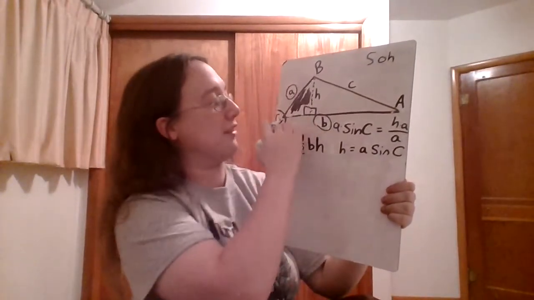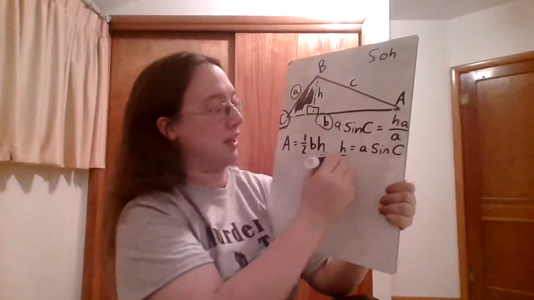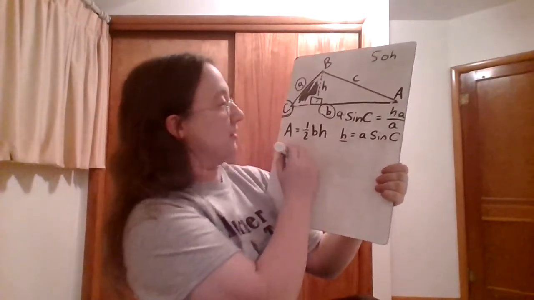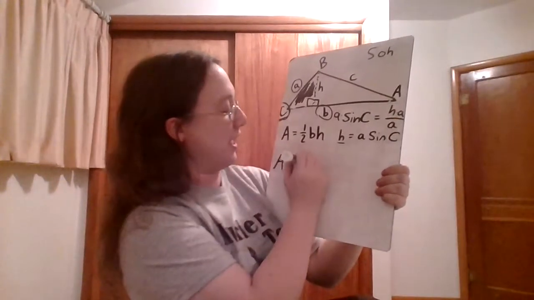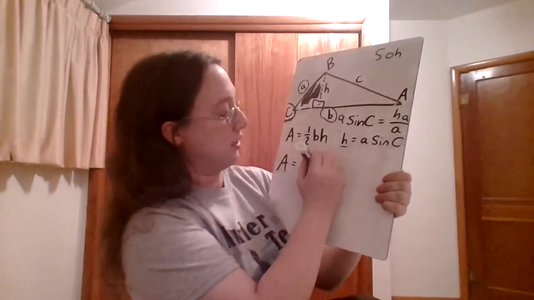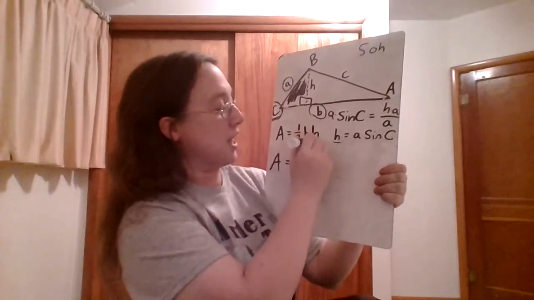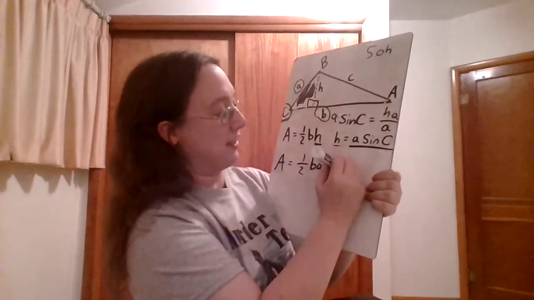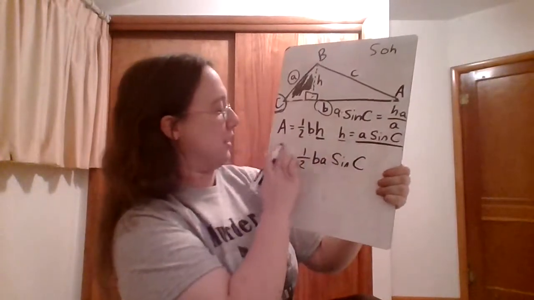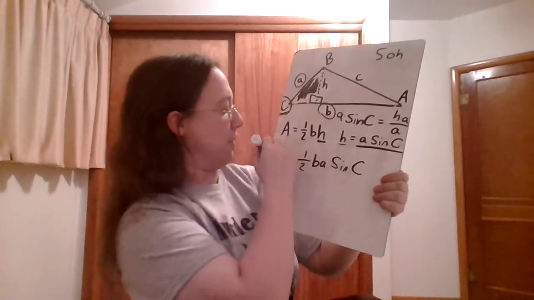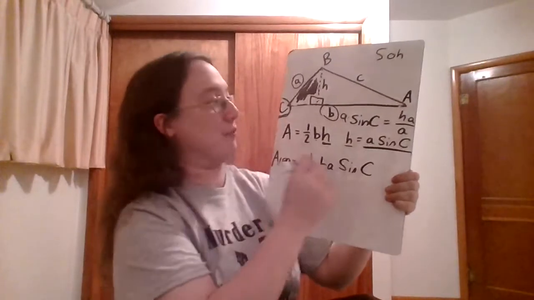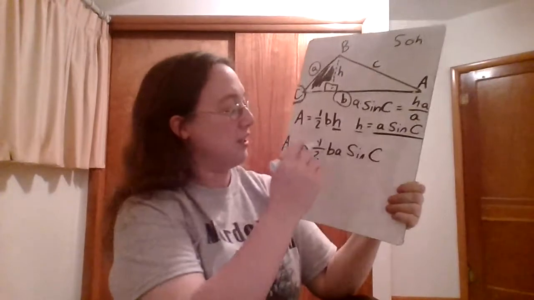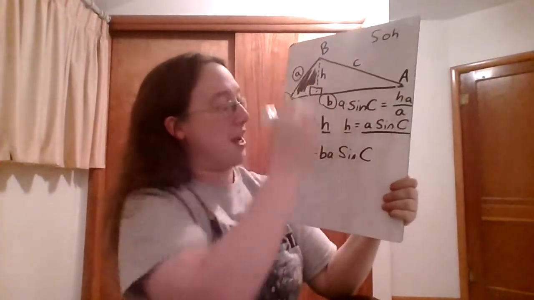But we know both A and C. So now we have something we can plug in for H, and we'll be able to find our area. So our area is half of B times, instead of H, we're going to have A times the sine of C. And I shouldn't use capital A, I should write out area, because we also have an angle A over there. So your area is half of B times A, so your sides B, A, times the sine of C.